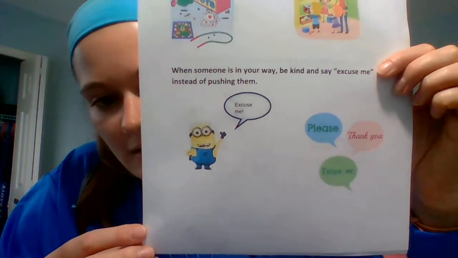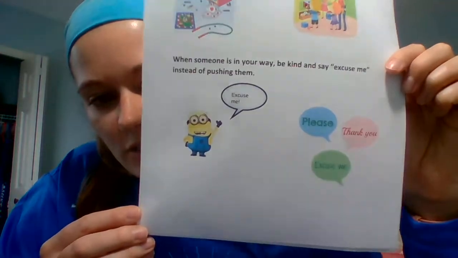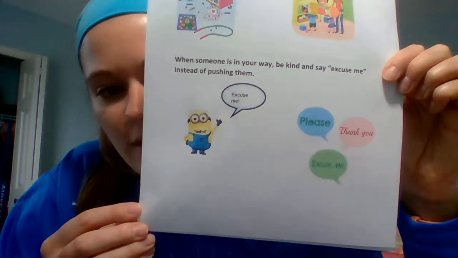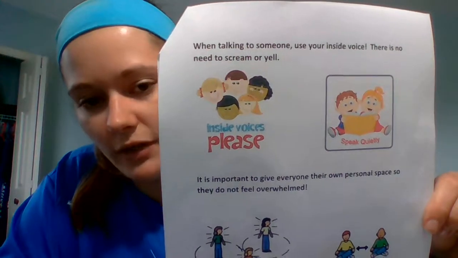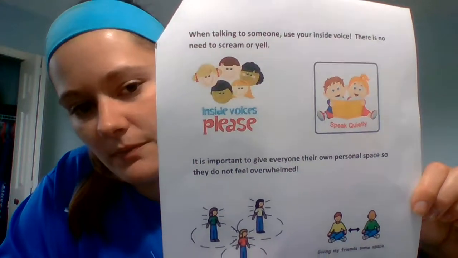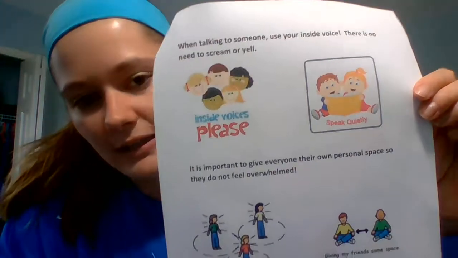The 4th manner I want them to learn is to say excuse me if someone is in their way. I have a minion here saying excuse me, as well as just some dialogue between others. Excuse me, please, thank you. And my last 2, when talking to someone, it's important to use your inside voice. There's no need to yell when you're talking to someone directly near you. So please keep your voices down, inside voices, speaking quietly.